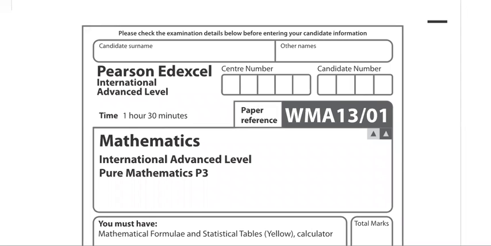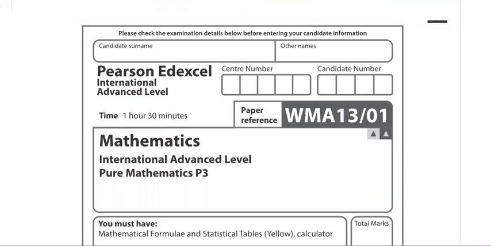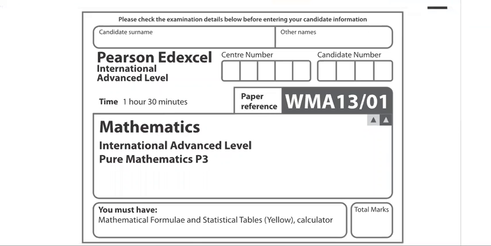So this paper was supposed to be taken in June 2021, but was affected by COVID, so was taken as extra as unseen paper. Otherwise, it was supposed to be taken in June 2021. For P3, let's move to question number 1.